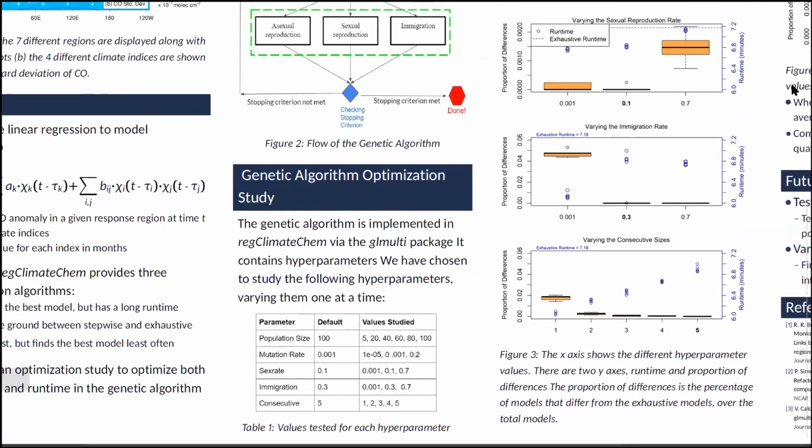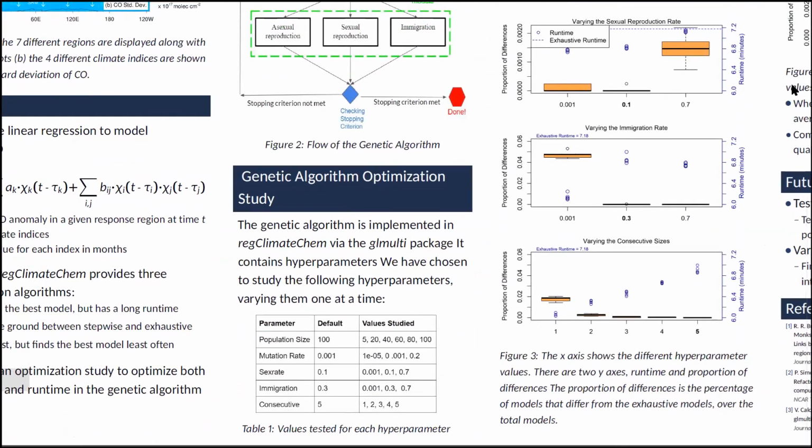The genetic algorithm was implemented in RedClimateChem via the GeoMulti package, and it contains many different hyperparameters. We have chosen to study the following hyperparameters: population size, mutation rate, sex rate, immigration, and consecutive. And we are going to vary these parameters one at a time for our study.